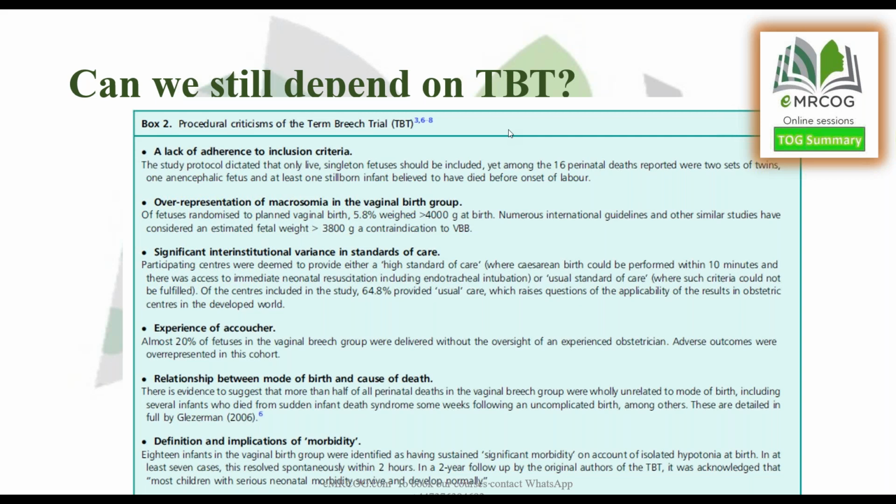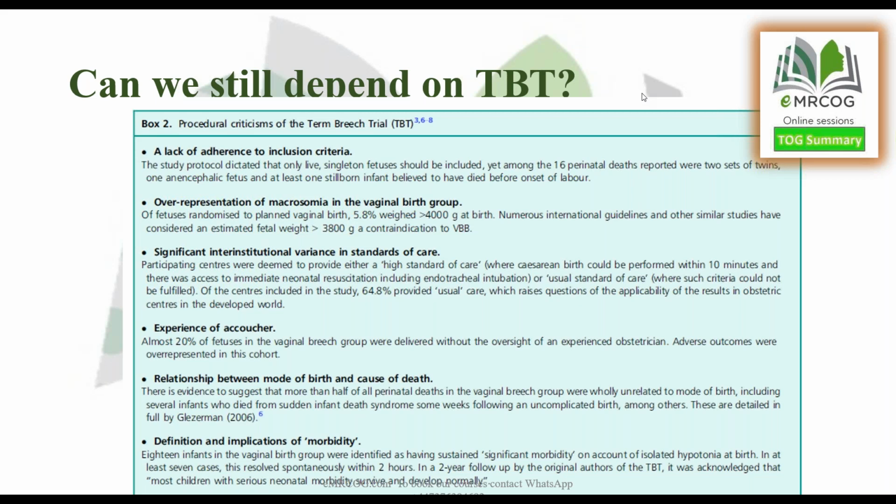The protocol said that only live single fetuses should be included, and what happened is that some cases not fulfilling the criteria were included in the study. There was over-representation of macrosomia in the vaginal breech group. They had a lot of cases with macrosomia, more than the population risk of macrosomia, and that led to difficulty with the vaginal breech. So this affected the overall result of the term breech trial.